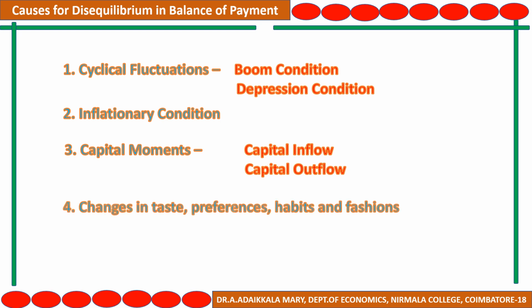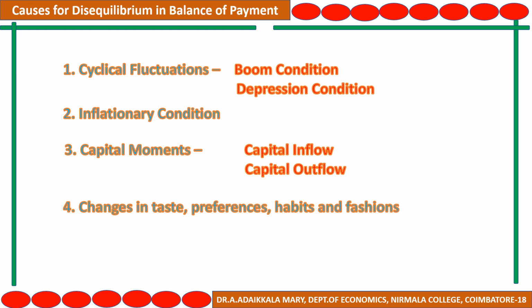Fourth one is changes in taste, preferences, habits and fashions. If taste, habits and preferences turn towards domestic goods, it leads to fall in exports due to increase in domestic demand. This leads to unfavorable balance of payment. If taste and preferences move towards foreign goods, imports will increase. So there is again unfavorable balance of payment.